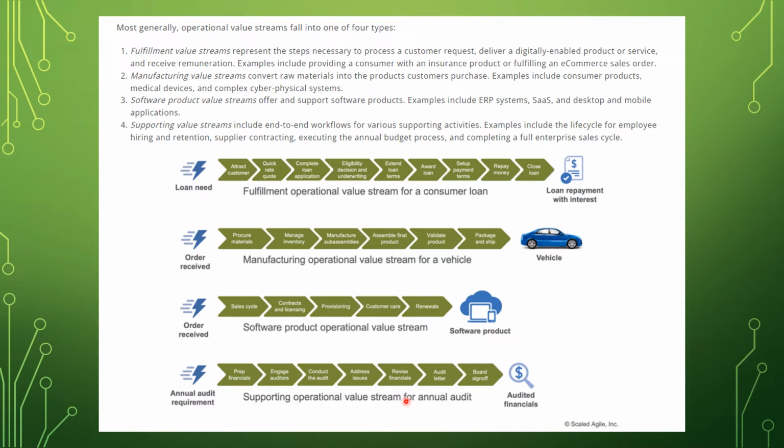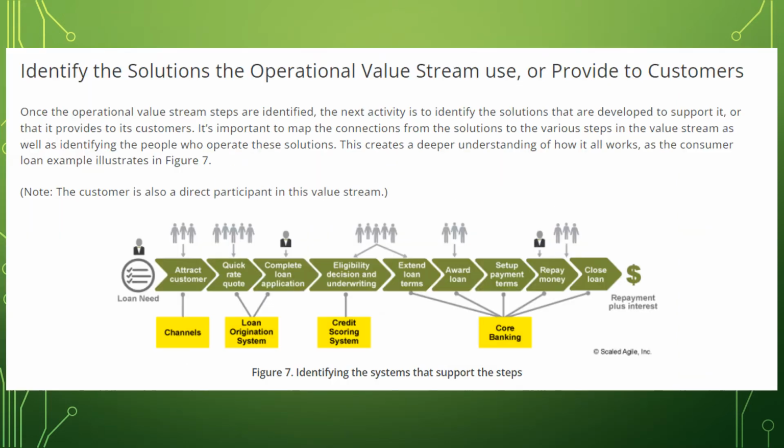So these are the four types of different categories of value streams we look at. The second step, after identifying your operational value stream, is identifying the solution, right?